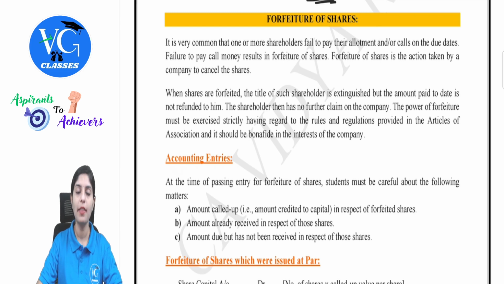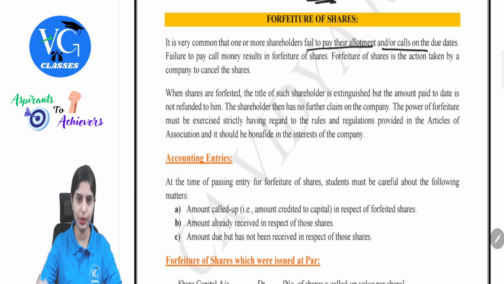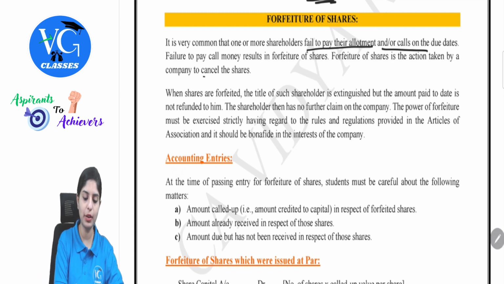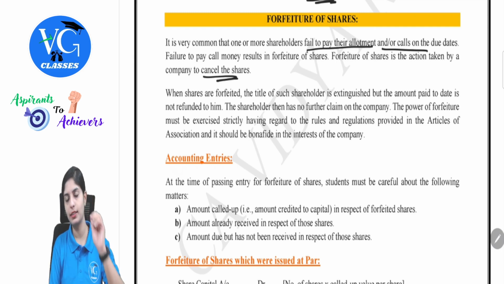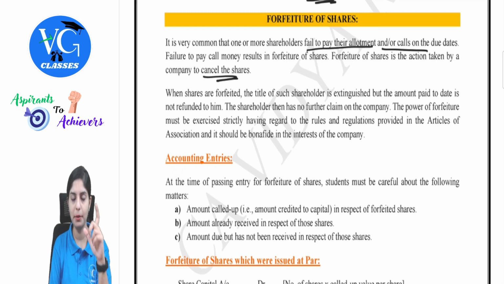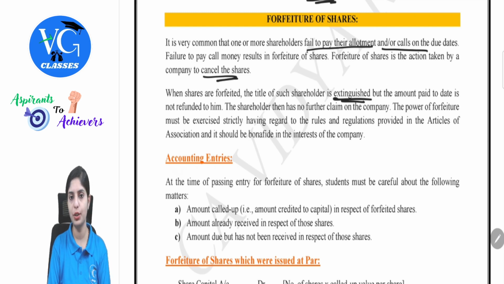See, it is very common that one or more shareholders fail to pay their allotment and or calls on the due dates. Application money is nothing but an inflow already received, so that will not be disturbed. Next installments, it depends. Failure to pay call money results in forfeiture of shares. That is, cancellation is the action taken by the company to cancel the shares. When shares are forfeited, the title of such shareholder, that is, who will be standing as the owner for that particular number of shares, is extinguished. That means it will be taken away. But the amount paid to date is not refunded to him. Till date, you would have at least paid application money.